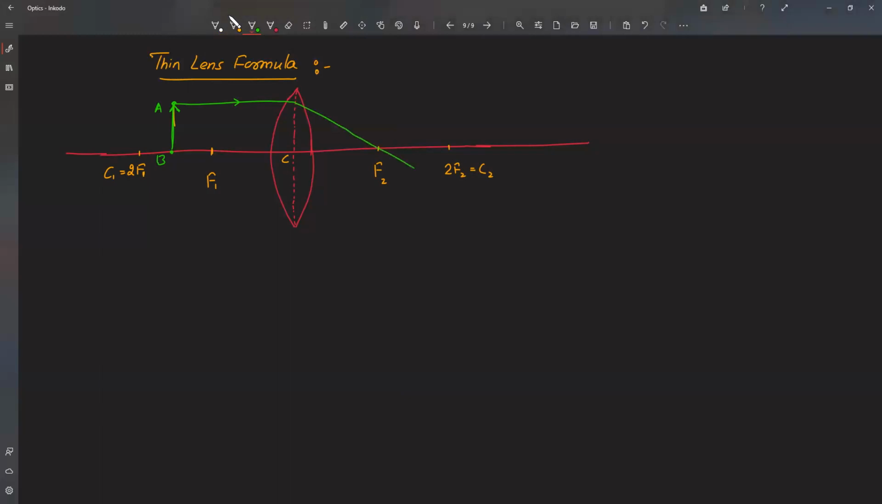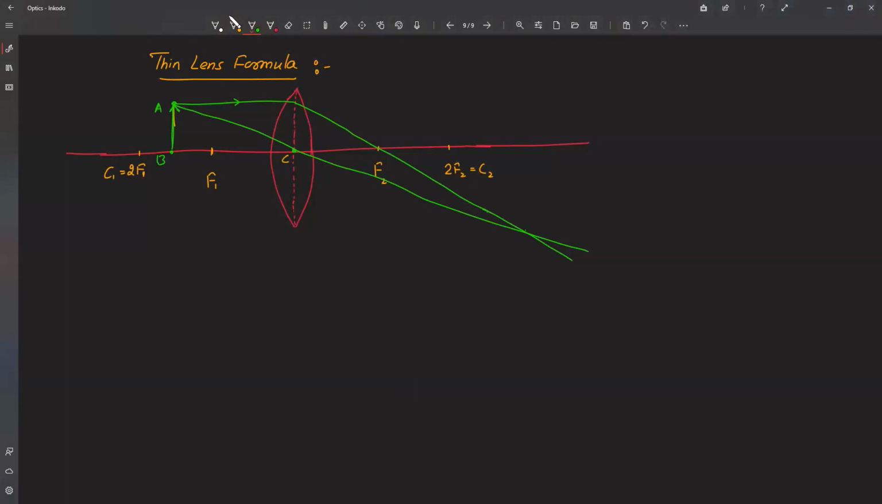It will pass through the focus. After refraction, it will pass like this. The second ray we can take to pass through the optical center, not center of curvature, sorry. If it passes through the optical center, it will go as it is, it won't refract, it will go like this.